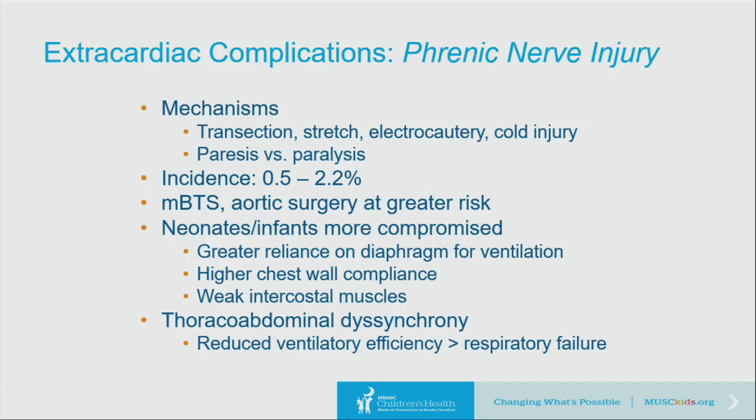Neonates and infants who have a phrenic nerve injury tend to be more compromised than older children because of their greater reliance on the diaphragm to support ventilation, their higher chest wall compliance, and the relative underdevelopment of their intercostal muscles. So these patients will have thoracoabdominal dyssynchrony once they're extubated after cardiac surgery, which can lead to reduced ventilatory reserve and potential reintubation.